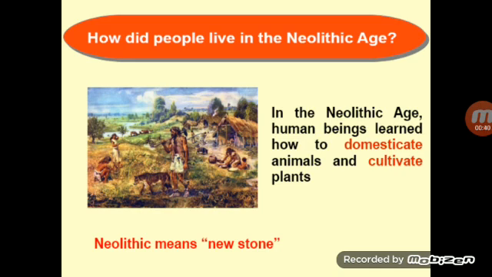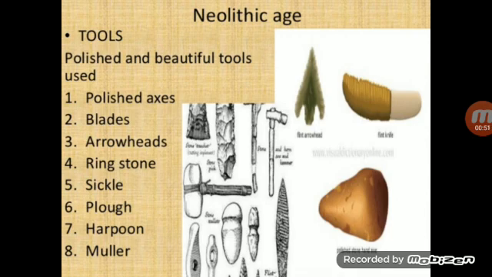Main features. In the Neolithic age, human beings learned how to domesticate animals and cultivate plants. Improved stone implements were used. The stone tools were shaped and polished. The humans used digging sticks to till the soil. Stone sickles were used to reap the crops. Their axes were larger and attached to wooden handles. Stone knives were used to cut plants, fruits, and meat. Bone tools were also used.